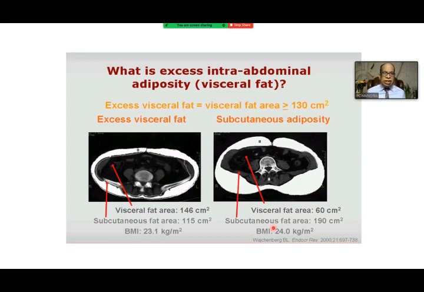What is the criteria for excess intra-abdominal obesity or visceral obesity? If the excess visceral fat is more than 130 square centimeters, this is visceral obesity. As you can see on the slide, on the left side, the visceral fat area is 146, the subcutaneous fat area is 115, and therefore this is a patient with visceral obesity. On the other hand, on the right side of this slide, you have a subcutaneous adiposity. The visceral fat is normal, 60 square centimeters, while the subcutaneous fat is 190 square centimeters.